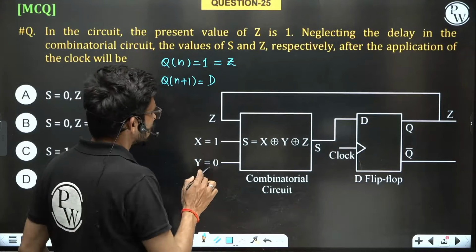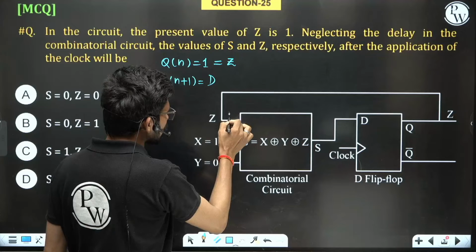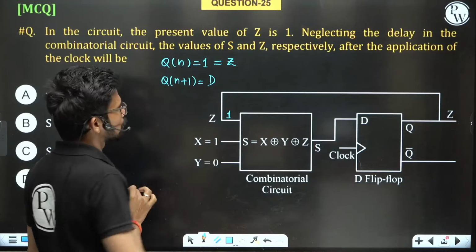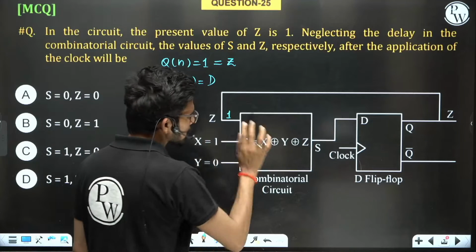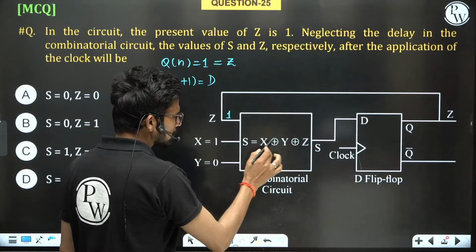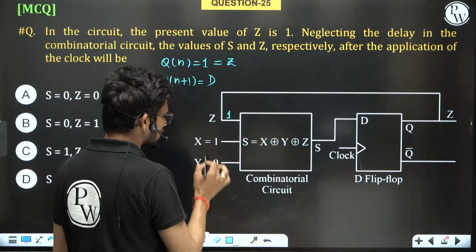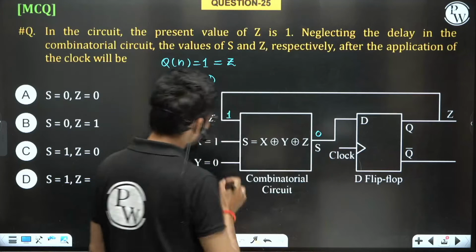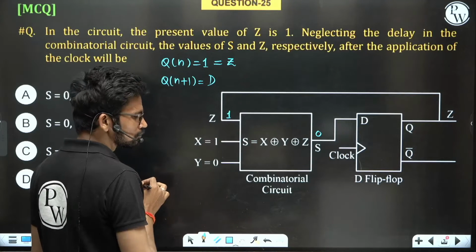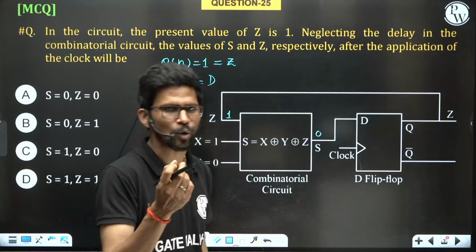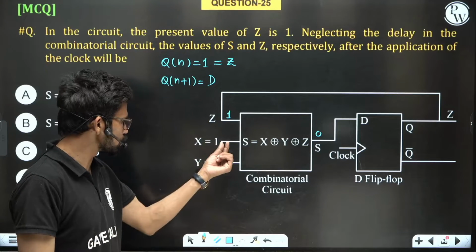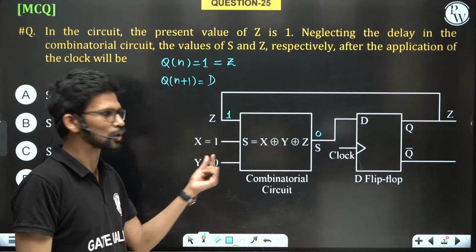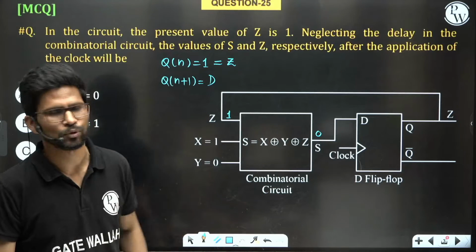Now here, when the present value of Z is 1, what output will this combinational circuit produce? X XOR Y XOR Z, that is 1 XOR 1 XOR 0, which will be 0. How? 1 XOR 1 will be 0 because both the inputs are the same. Then the result 0 will be XORed with 0, and 0 XOR 0 will again be 0 because both the inputs are the same.